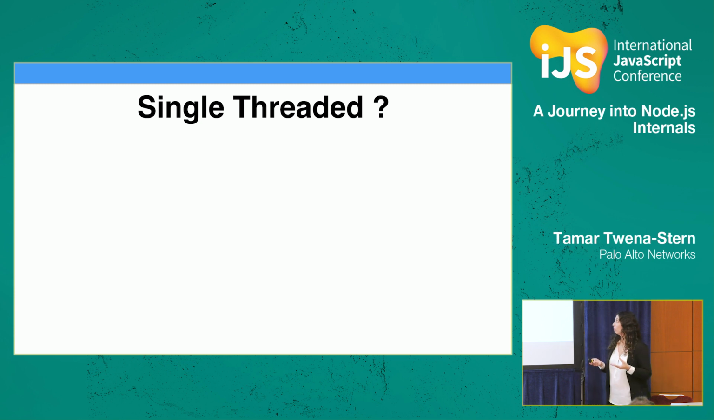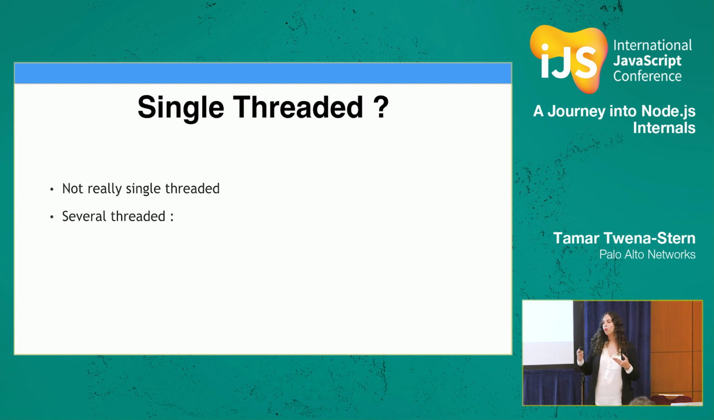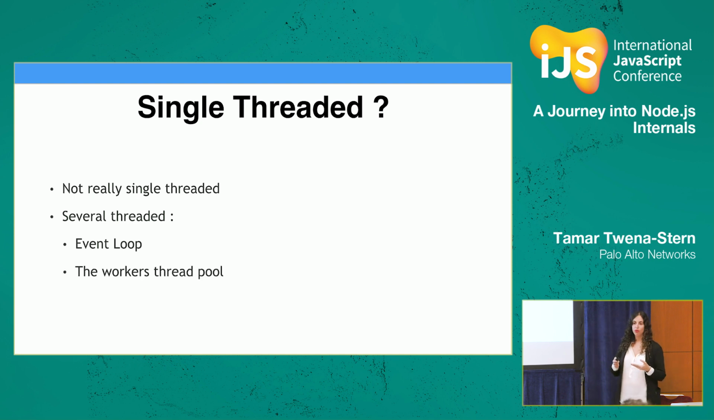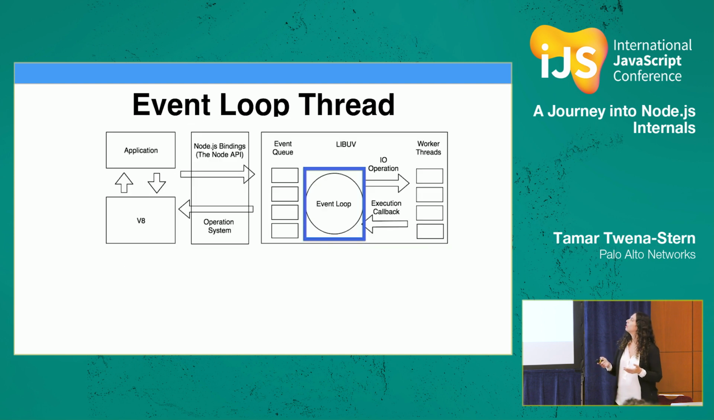And the answer is no. The platform is not single-threaded because in the architecture diagram, we have several threads. We have the event loop thread, and we have the worker thread pool. The event loop is running one thread, and the worker thread pool is a thread pool with a fixed capacity of threads that are doing I/O operations. So only the event loop itself is single-threaded, but the platform itself is not single-threaded.